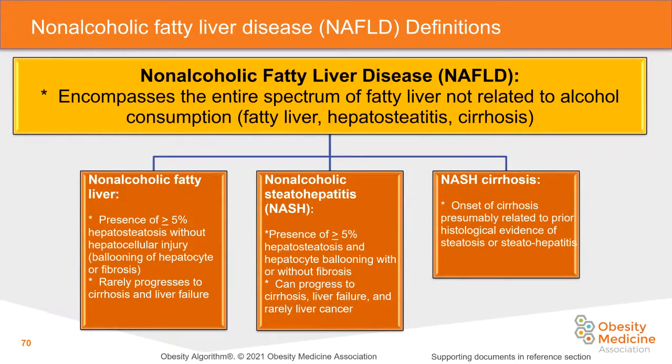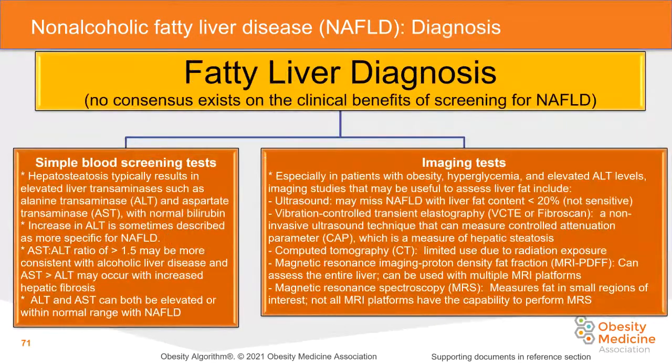So that's not good. And that's on the incline. I mean, the cirrhosis due to NASH is increasing. And that's why it's so good that we're having so much research being done in obesity, because I think that's the only way we're going to address that situation.